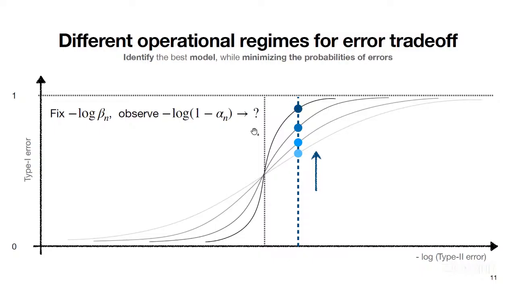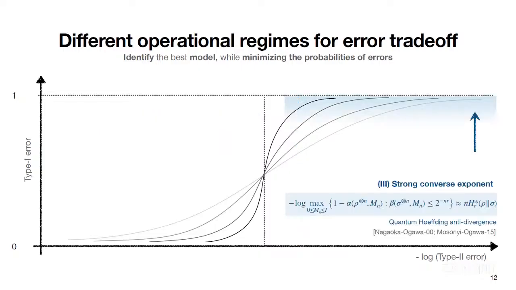So we can also ask the question how fast it converges to 1. So we observe the quantity that is minus log (1 minus alpha n). So alpha n goes to 1, so 1 minus alpha n goes to 0. We take a log. This will give us the exponent for the decay. So this is the so-called strong converse exponent. So you control the type 2 error probability and optimize the type 1 probability and observe the asymptotic behavior. So in this case, the optimal behavior is characterized by the strong converse exponent.